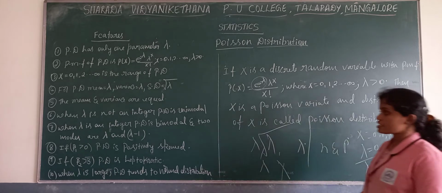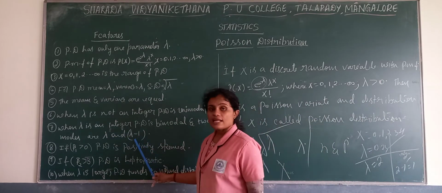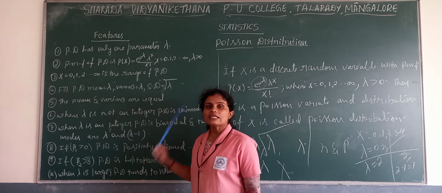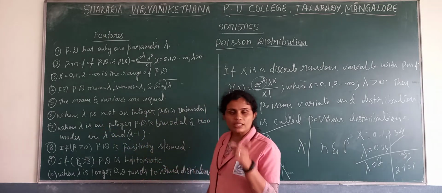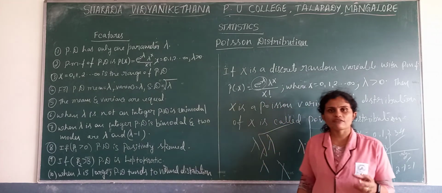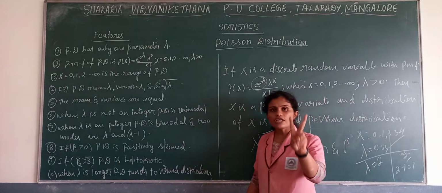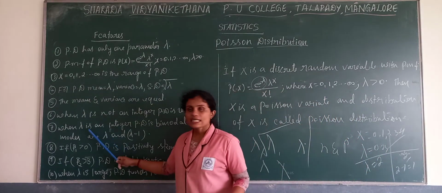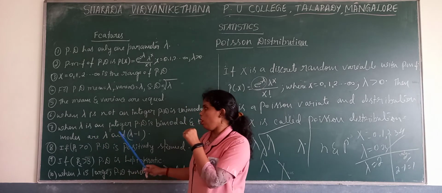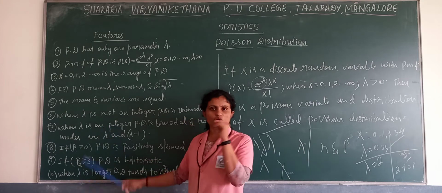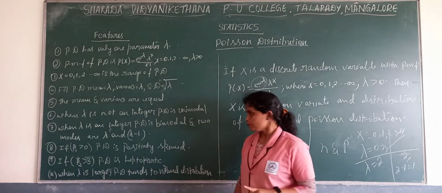One is lambda itself, and lambda minus 1. In case lambda is an integer, if the lambda value given in the problem is an integer, we have two mode values. One is lambda itself, one more is lambda minus 1. If it is not an integer, then only one mode value.